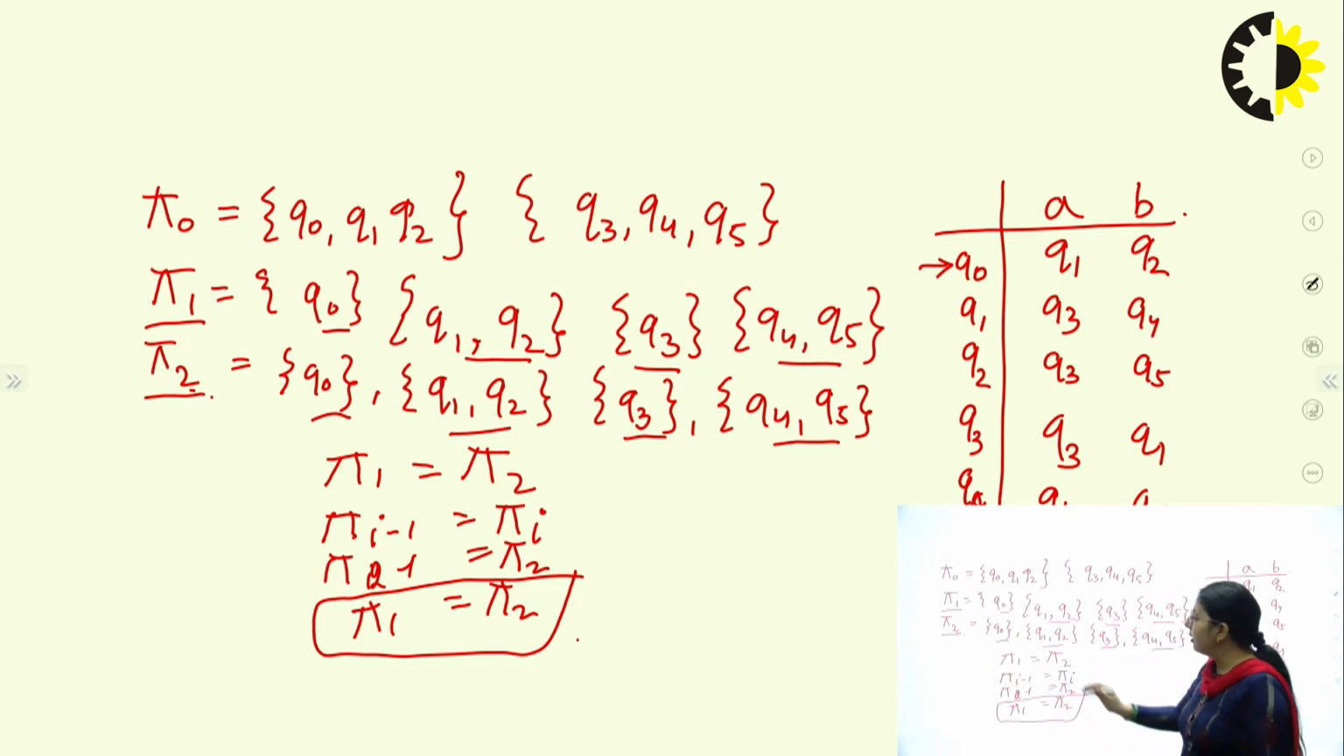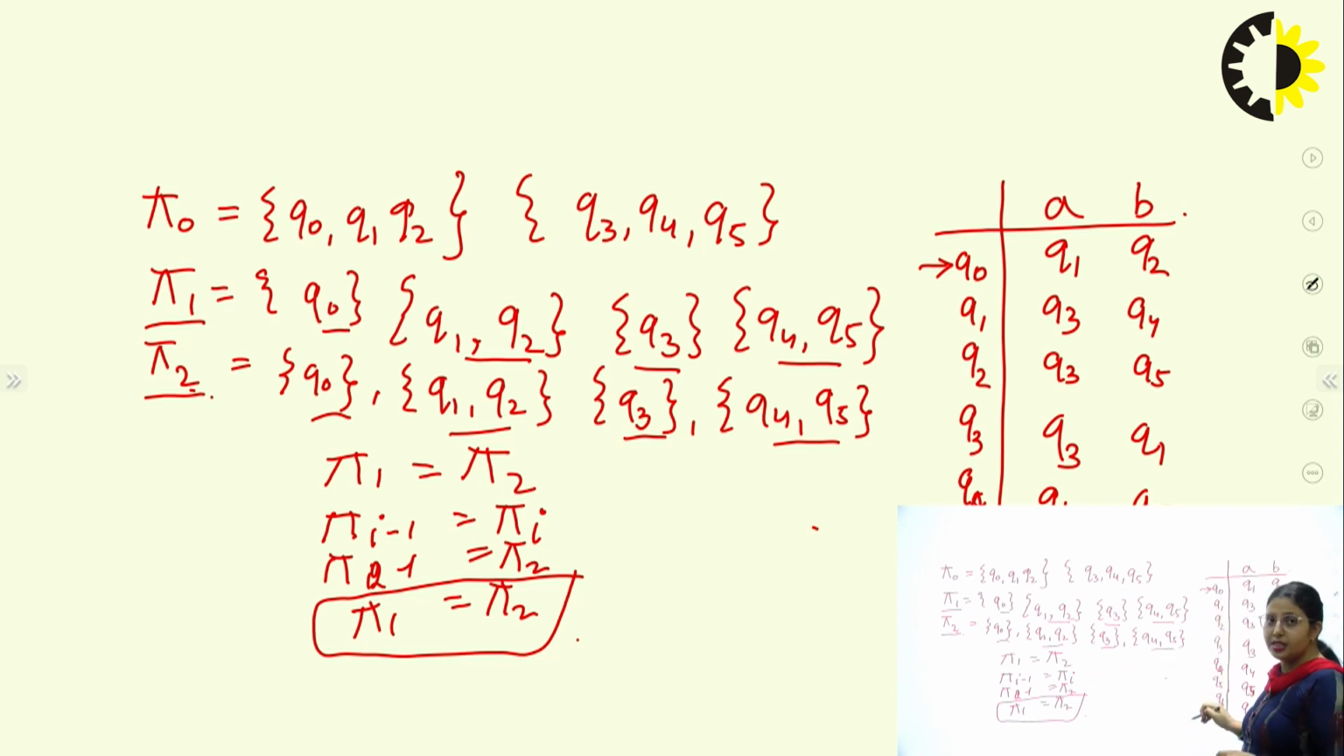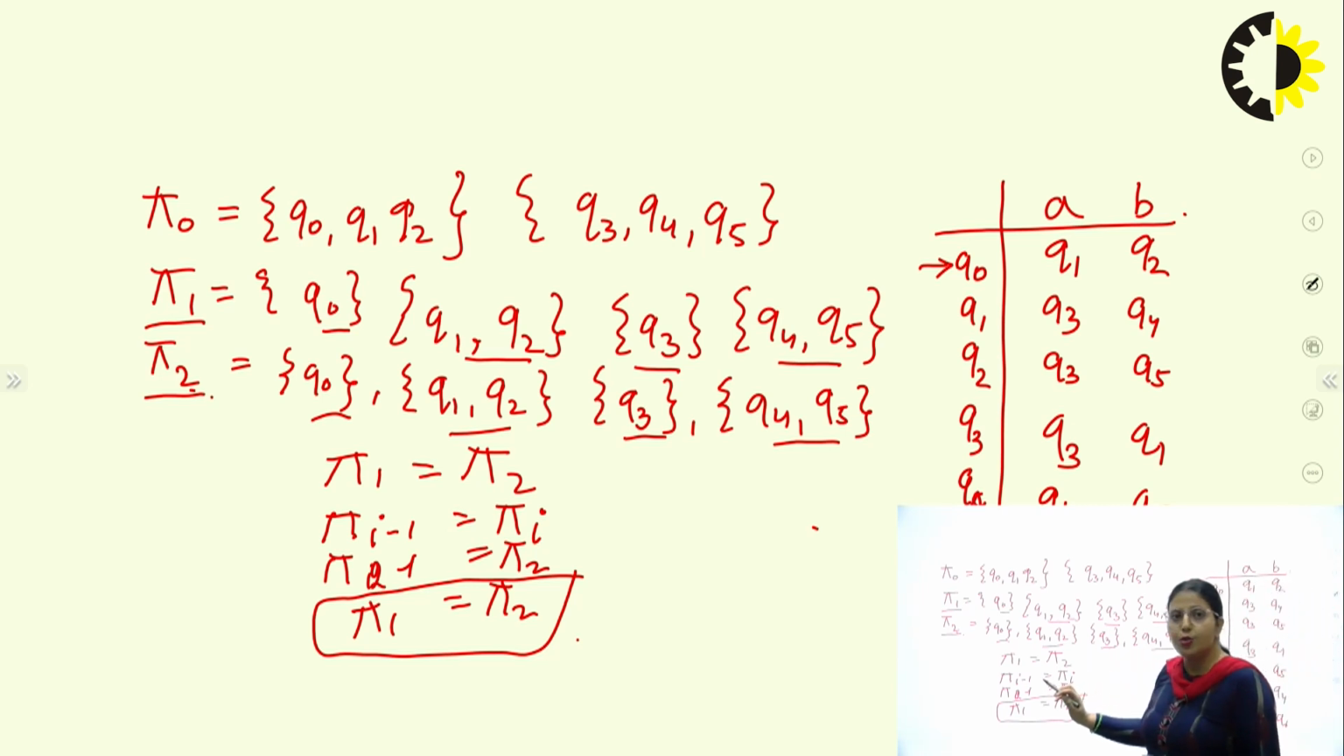So here we get Q0, Q1, Q2, Q3, Q4, Q5 in place of 6. In the earlier DFA we had 7 states. Now how many states do we have? We have only 4 states. Now let's make the minimized DFA of these states.